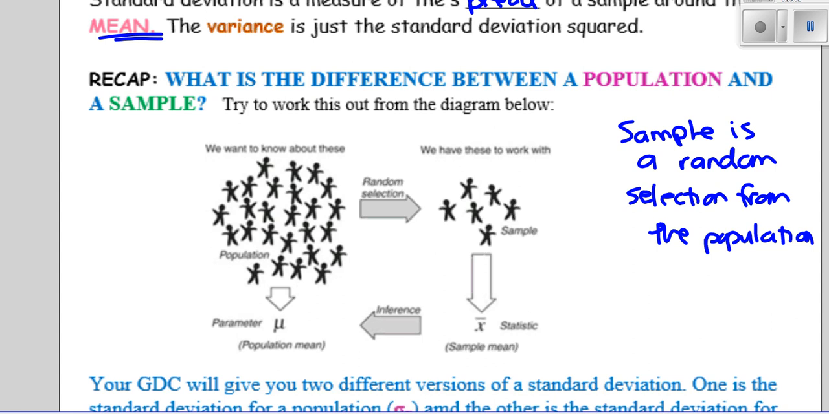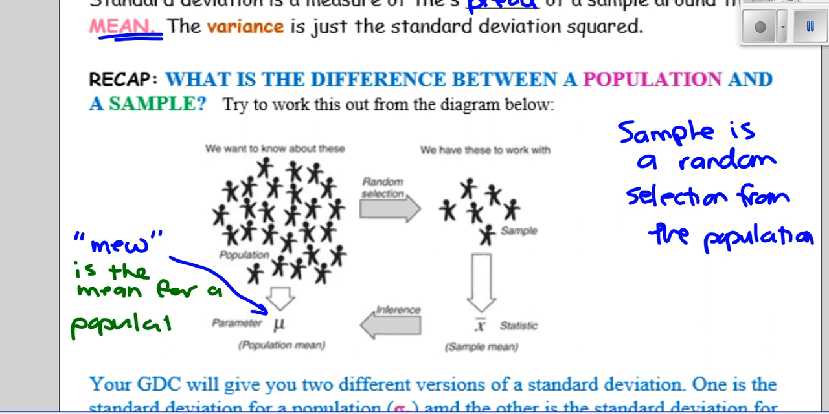Do you see the two different types of mean? Do you know how to pronounce this funny symbol? That's mu. Mu is the mean for a population, whereas x with the line over it, x bar, is the mean for a sample.